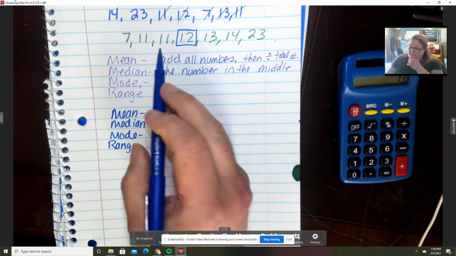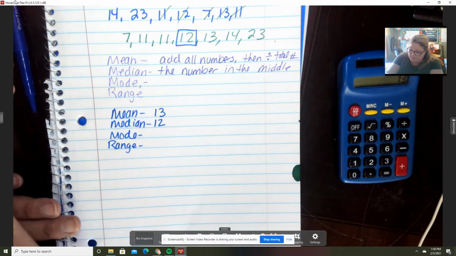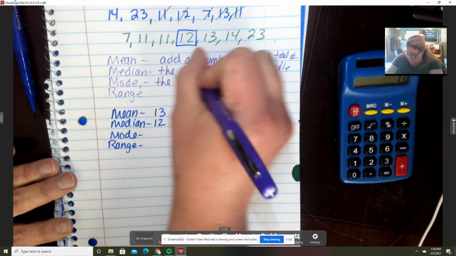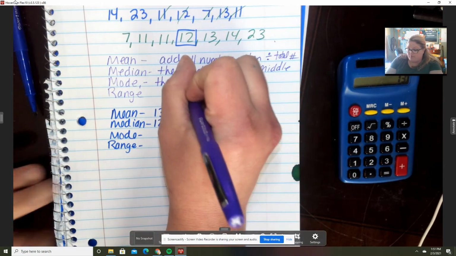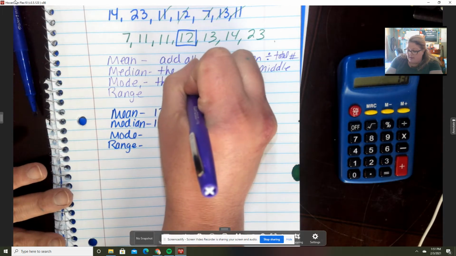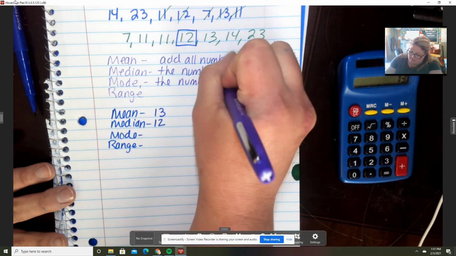All right. So now mode. Mode is the one that appears the most. The number that repeats.